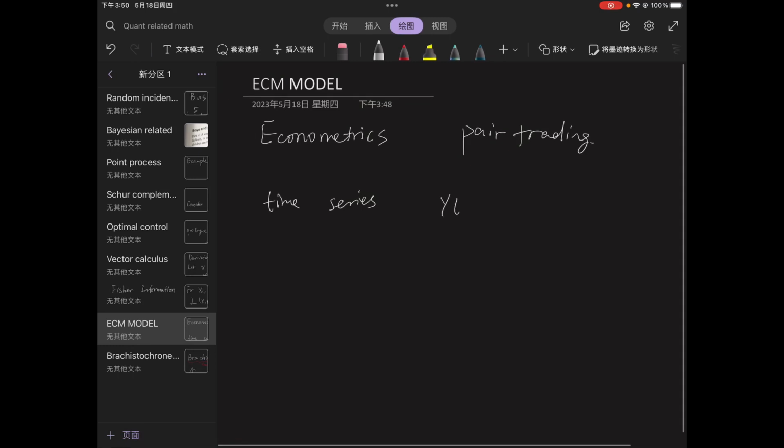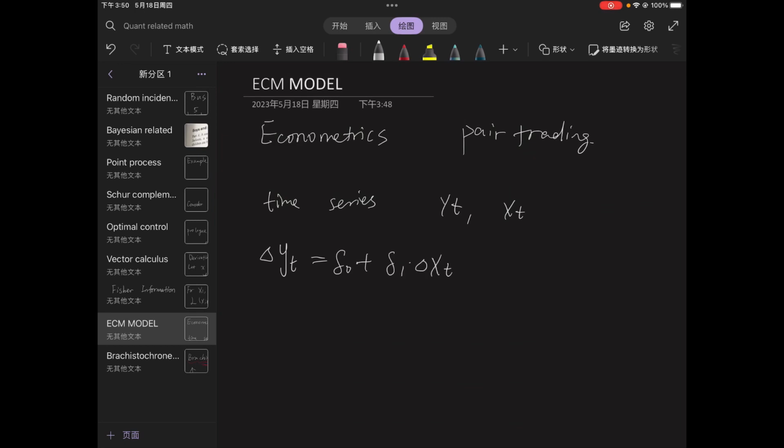Let's say we have a YT, we have an XT. And for time series, we usually do this. The change of YT is equal to delta 0 plus delta 1 times change of XT plus epsilon t, where this is the error term.